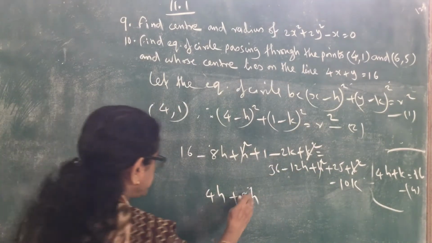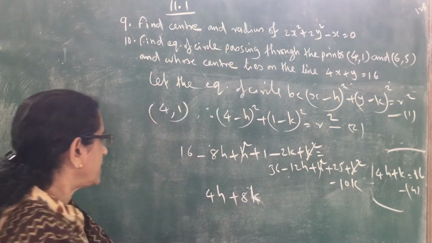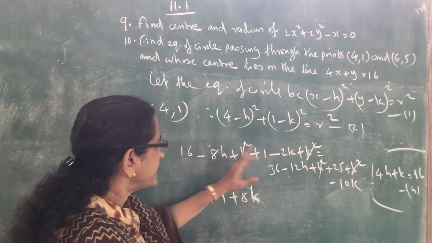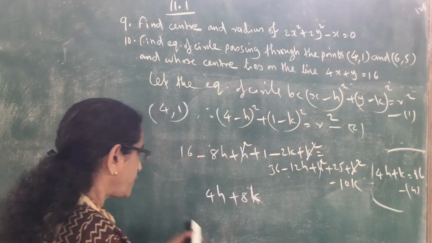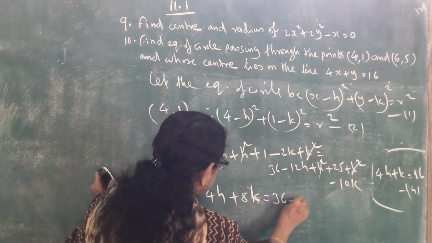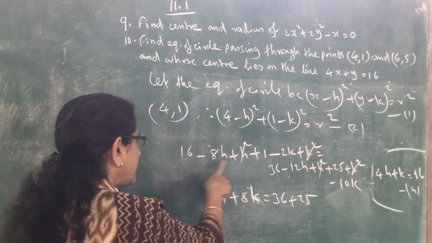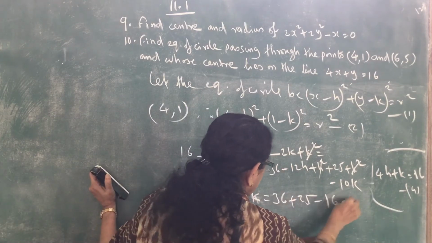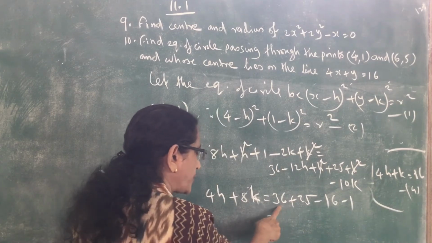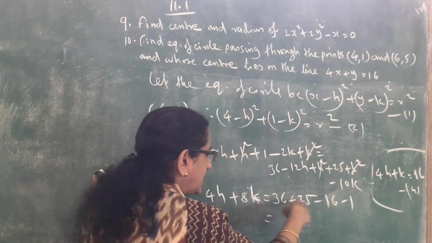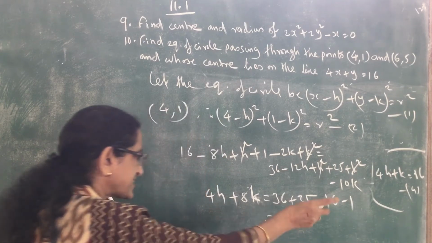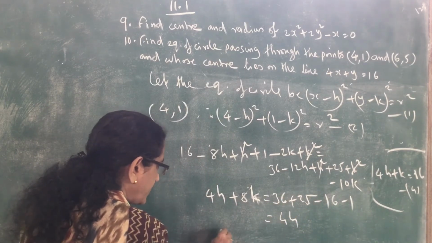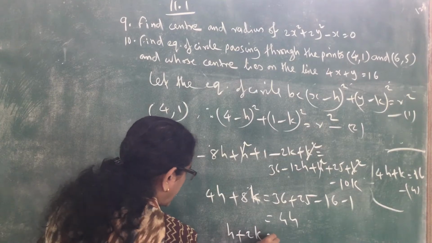Then here 8k. Then here 16 plus 1, take that to the right side. So here 36 plus 25, so we get that is equal to 36 plus 25, minus 16 minus 1. So that is equal to 36 minus 16, 20. 20 plus 25, 45. 45 minus 1, 44. Now cancel 4 from all the terms. We get h plus 2k equal to 11.